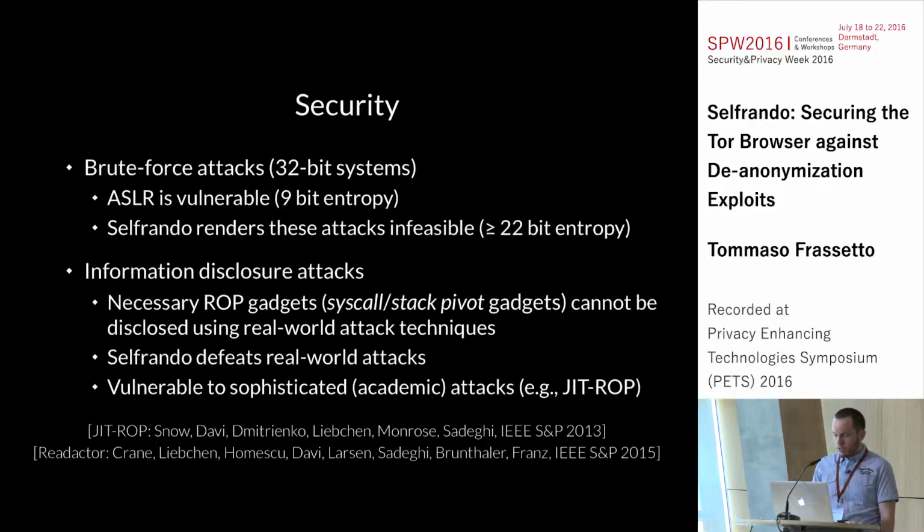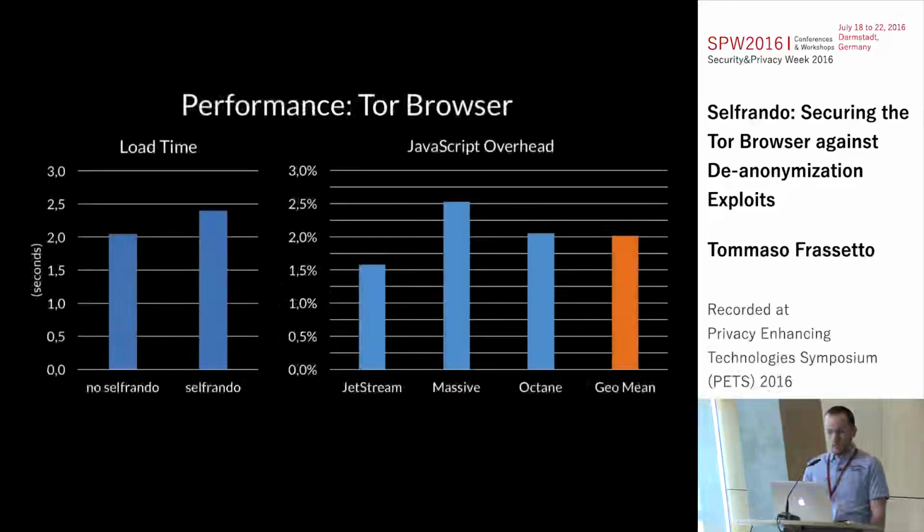So let's look at the performance then. These are numbers for Tor browser. On the left side, you can see a graph of the load time of Tor browser, which means the time from which the user clicks on the icon to when he can actually use it, for one particular system. Without Selfrando, it is 2 seconds, and with Selfrando, it is 2.4 seconds, so it is a very small overhead. We measured the JavaScript overhead as well, using various standard benchmarks, and the geometric mean is about 2% overhead.